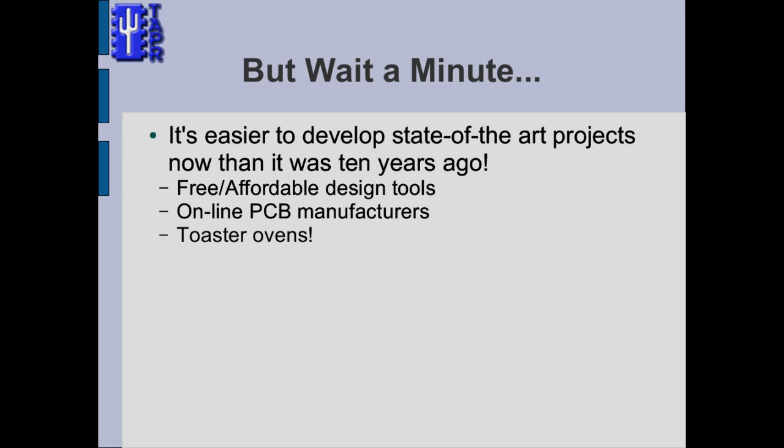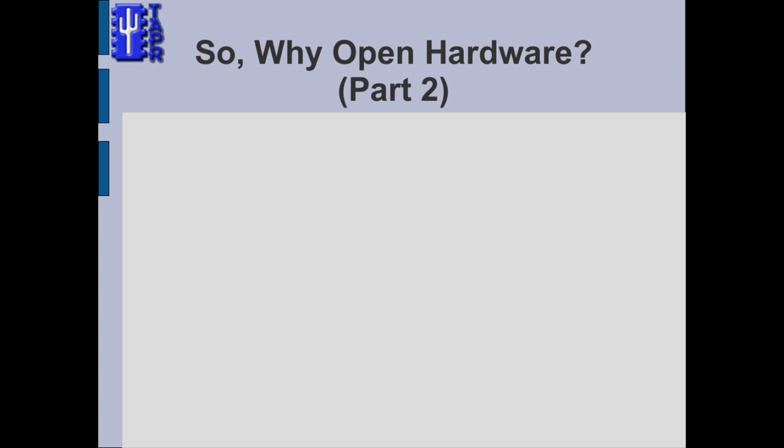And we also have toaster ovens. And what? Well, many people are using toaster ovens or hot plates or similar kitchen appliances to do high-density surface mount assembly. It's amazing what you can do with some ingenuity and very little money. So we have the capability to make those complicated boards today. So let's return to the question about why open hardware.